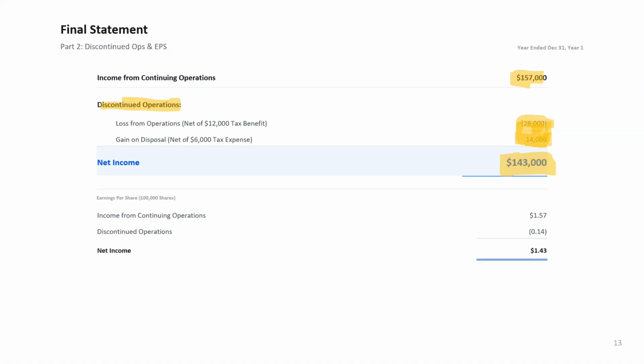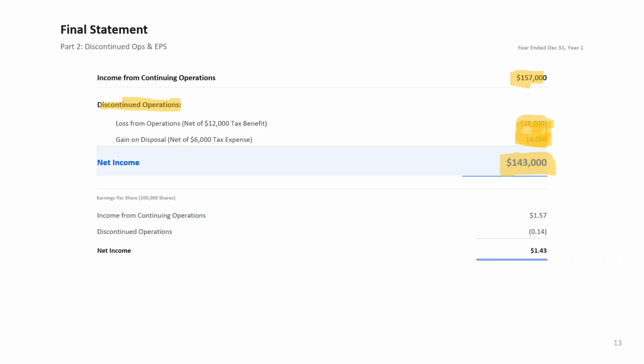The statement isn't complete without the earnings per share disclosure. Remember, earnings per share must be shown both on the income from continuing operations and the net income. I'm just going to repeat it here: earnings per share must be shown for both income from continuing operations and net income. So this level of detail ensures full transparency for investors.